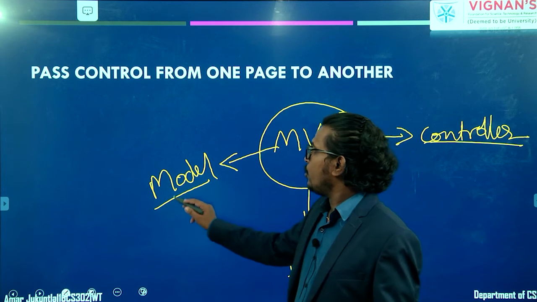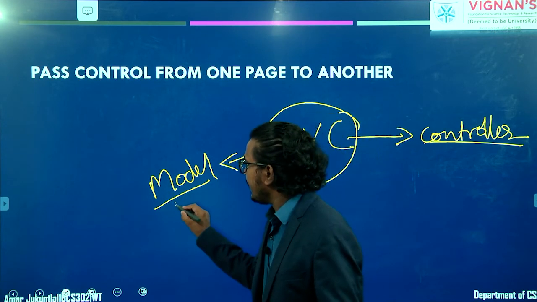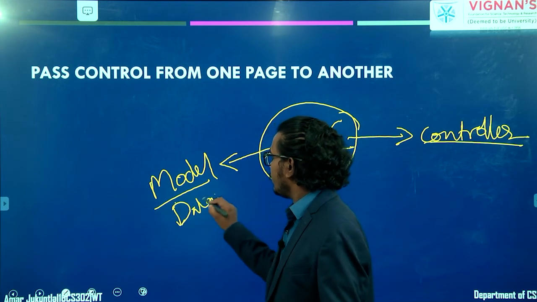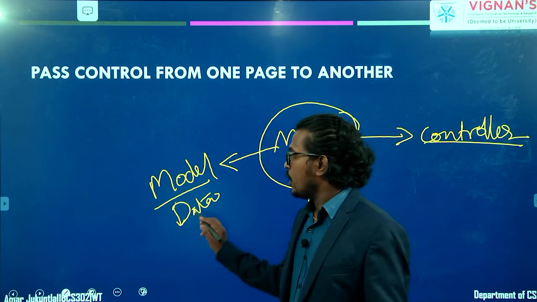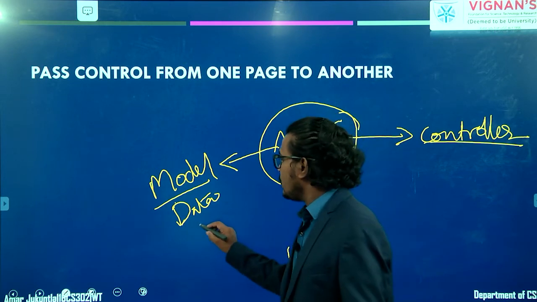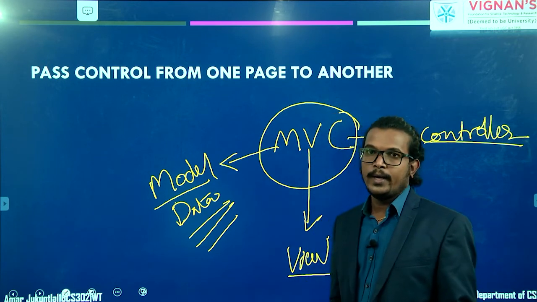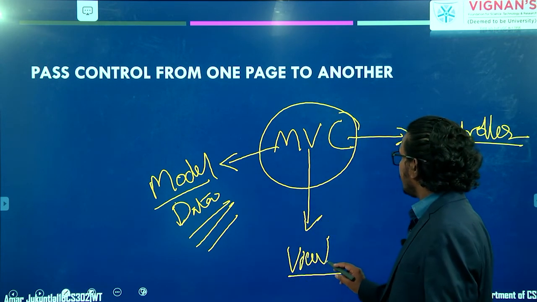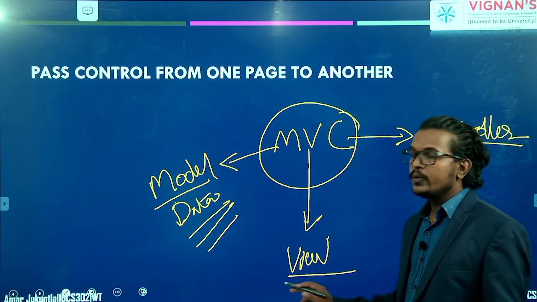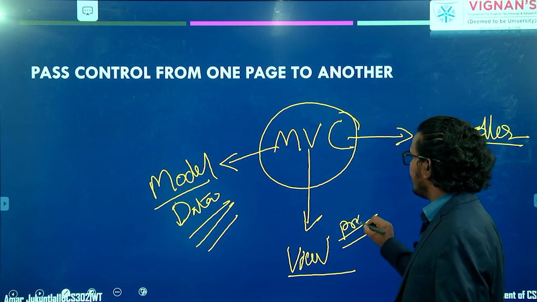In the model, we are maintaining the data. How you are going to store that data in a database, all those classes and methods are available in this model. Next one is the view. View is nothing but how you are going to present that presentation information.